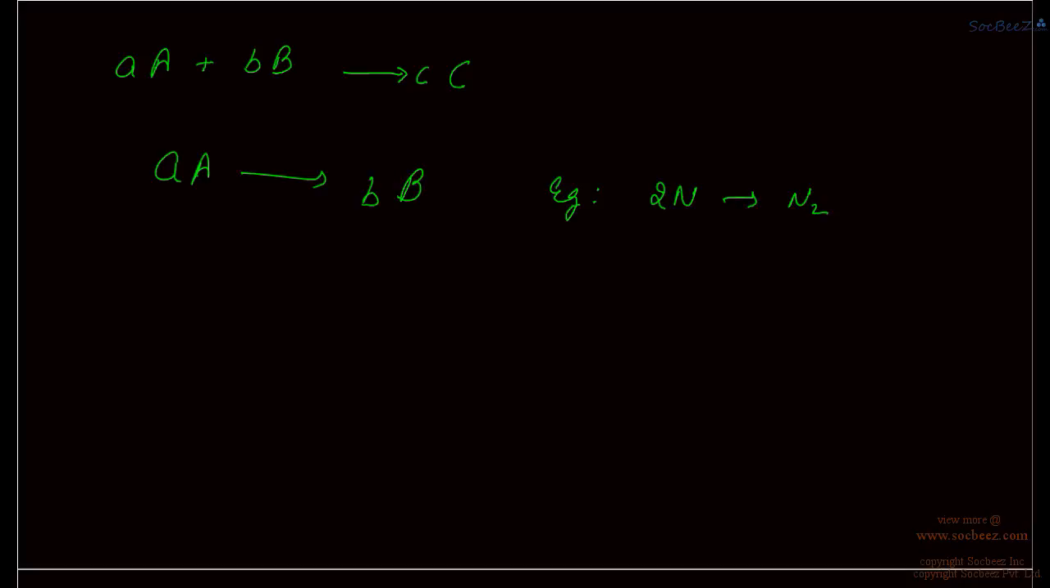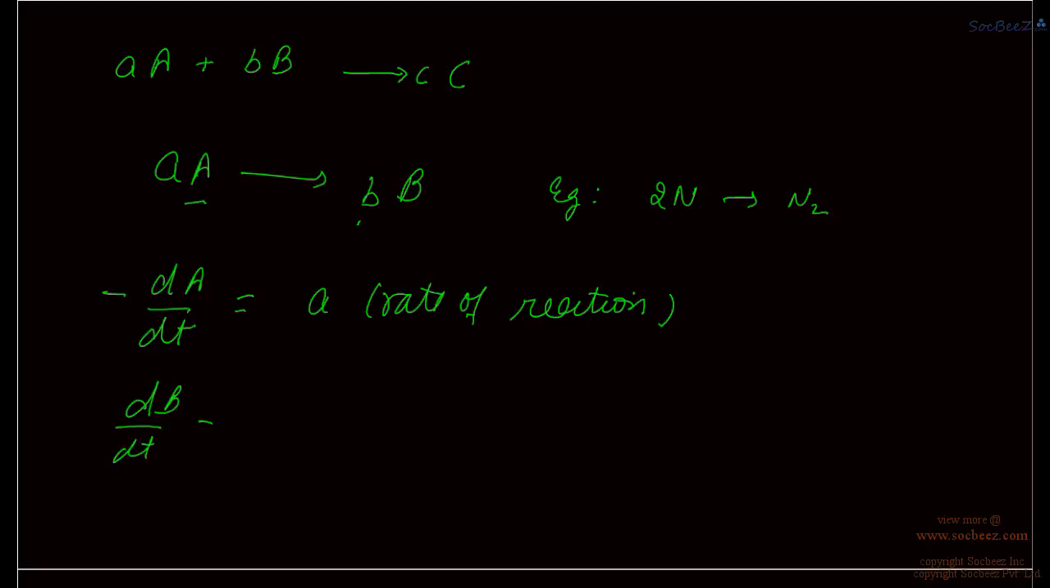Suppose this is a hypothetical equation. Small a is the stoichiometric coefficient of compound A, and small b is the stoichiometric coefficient of compound B. It was found that the rate of disappearance of the reactant, minus dA by dt, was a times the rate of reaction, and the rate of appearance of products was b times the rate of reaction.